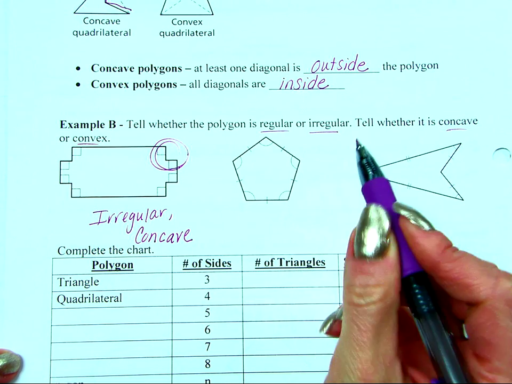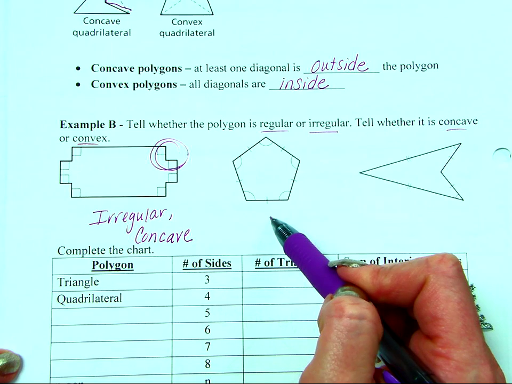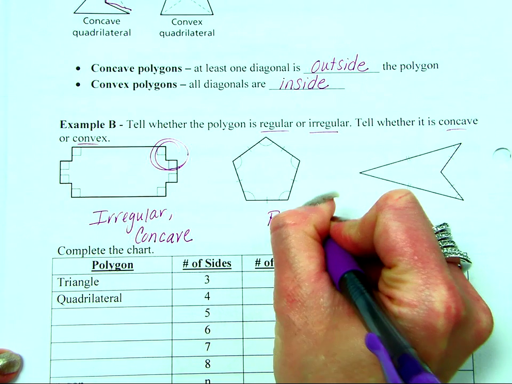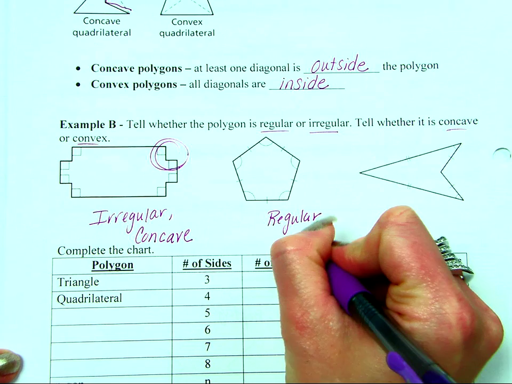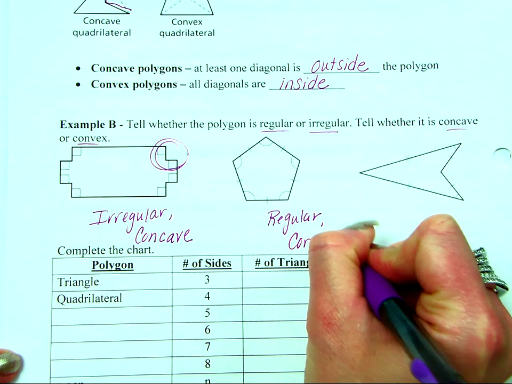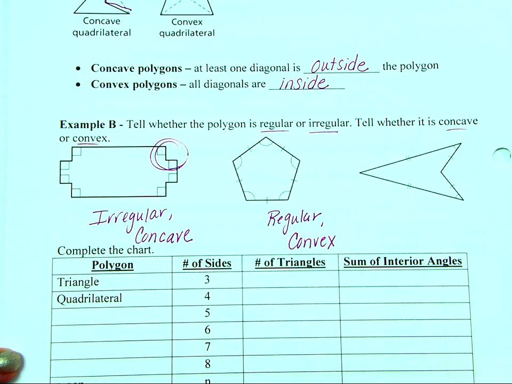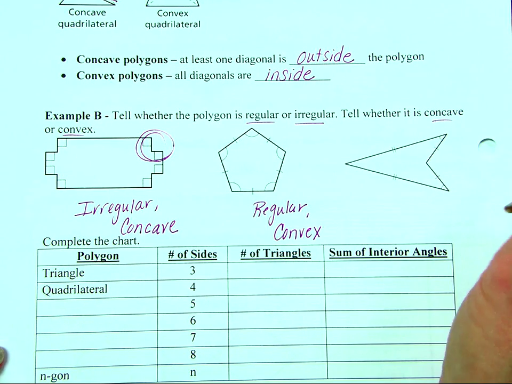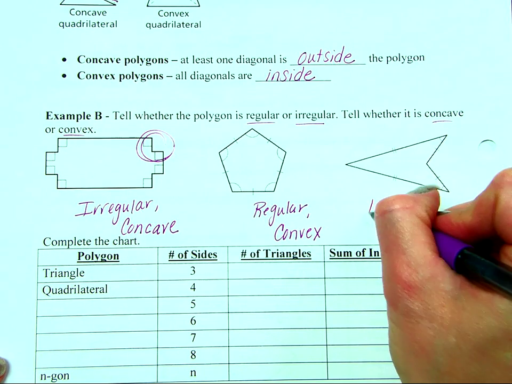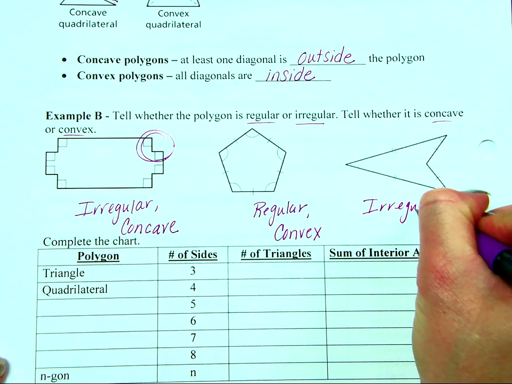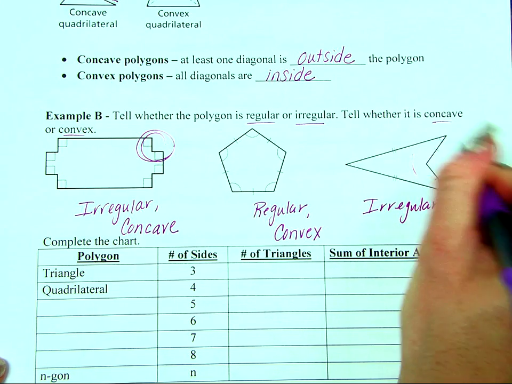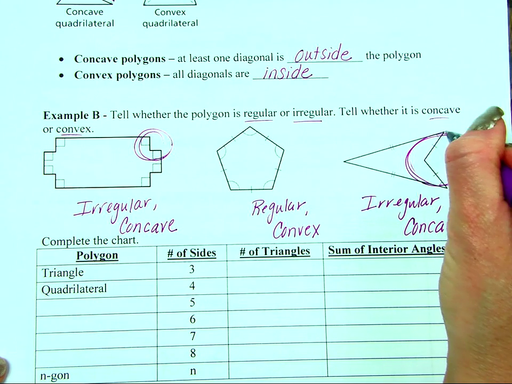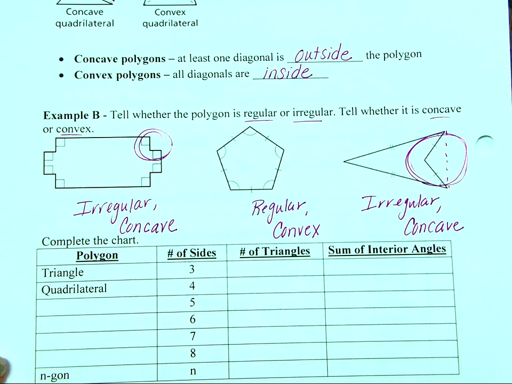Looking at my second figure, I can see all my sides are marked congruent, all my angles are marked congruent. That's going to mean that this is a regular polygon. And all of my diagonals would fall inside. It's going to be convex. Lastly, my third figure here, I have different side lengths. That's going to make it irregular. And because of this area here, it's going to make it concave. Again, this diagonal would fall outside of my figure.